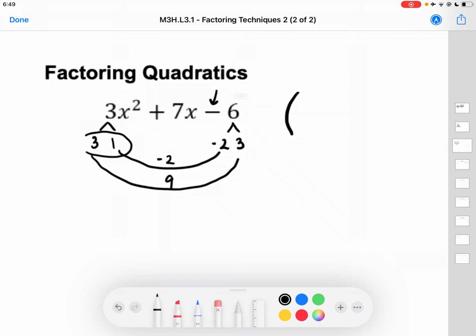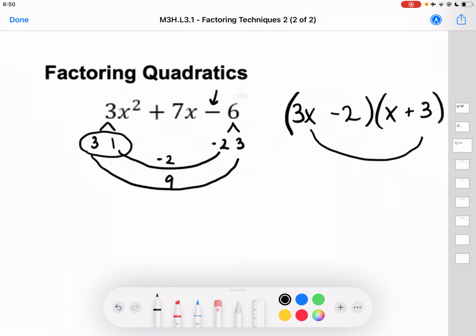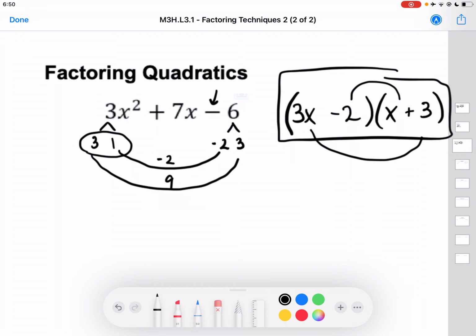So remember, these first two numbers tell you what the first number in each binomial will be. So we have 3x and just an x. And then the 3 has to be multiplied by the 3, so they have to be in opposite parentheses. So it's a positive 3, which means the negative 2 has to be the opposite from where the x is. And you've factored.